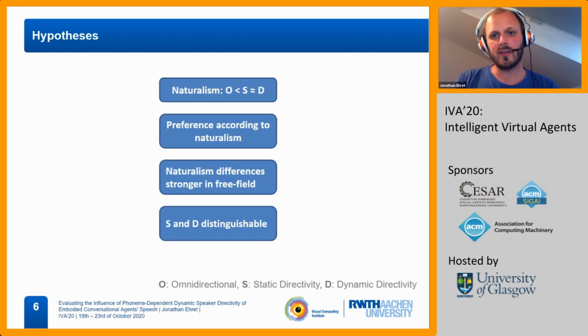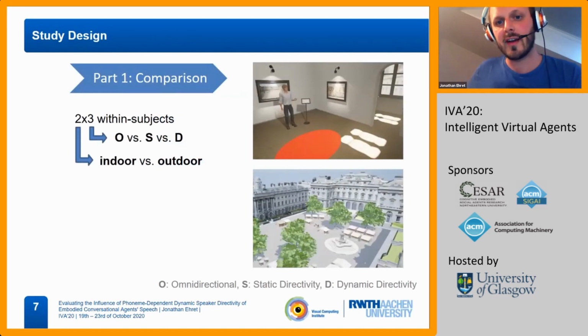So from these hypotheses, we derived the following study design. So we thought a good thing would be to have our agent being a tour guide, in this case for us in the Somerset House in London. So here you can see a courtyard of the Somerset House, which was our outdoor situation because all walls are so far away that you can approximate it as a free field situation.